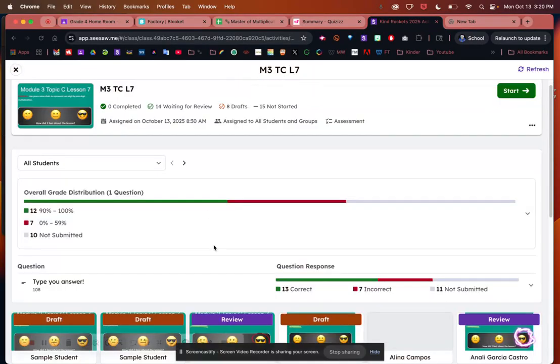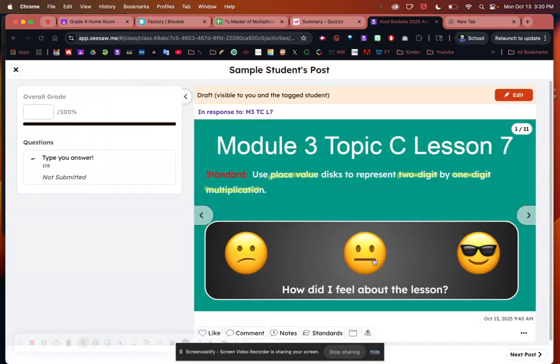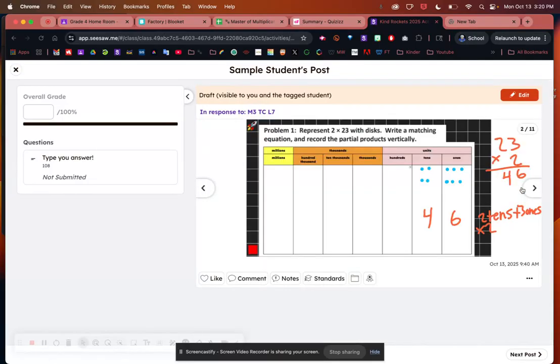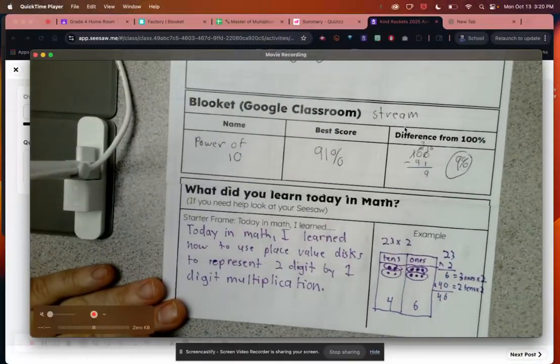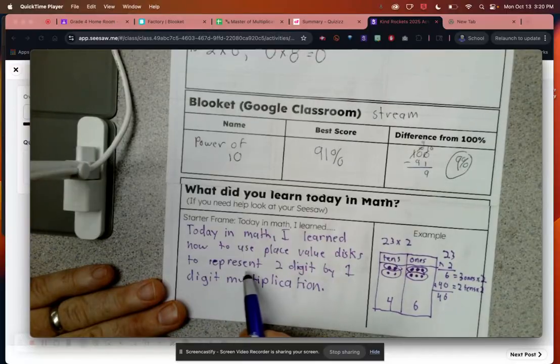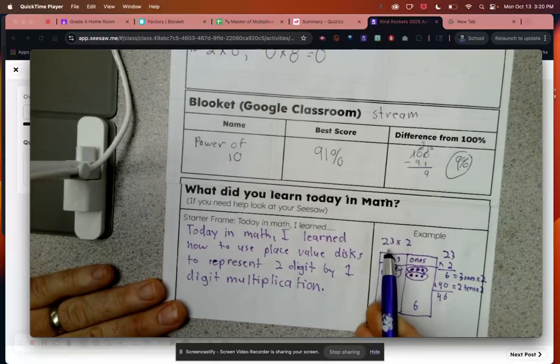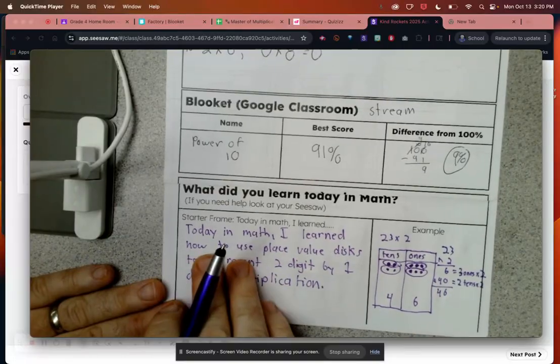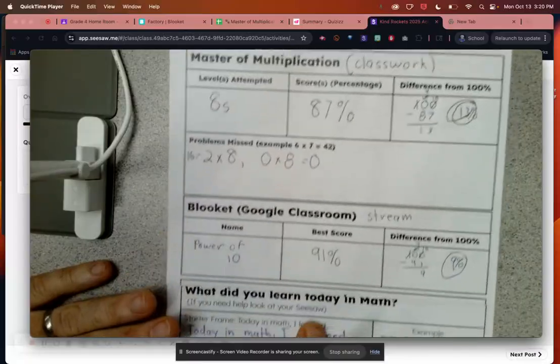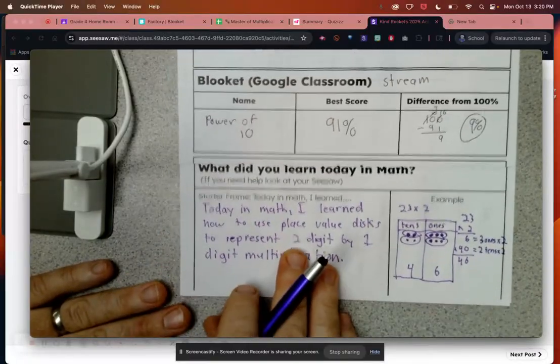This is what we learned. Again, I went to activities, right? I clicked on myself, right? I can go to show draft if I need to. This is what it says right here: use place value disks to represent 2 digit by 1 digit multiplication. I also brought this up for my example because we did these examples in class. Remember, we did 46 times 2. So again, what did I learn today in class? Today in class, I learned how to use place value disks to represent 2 digit by 1 digit multiplication. And then I did my example, 23 times 2. Here's my example that I did right here, right? Okay, so again, we have master of multiplication. We have our Blooket. And then what did you learn in math in Seesaw?